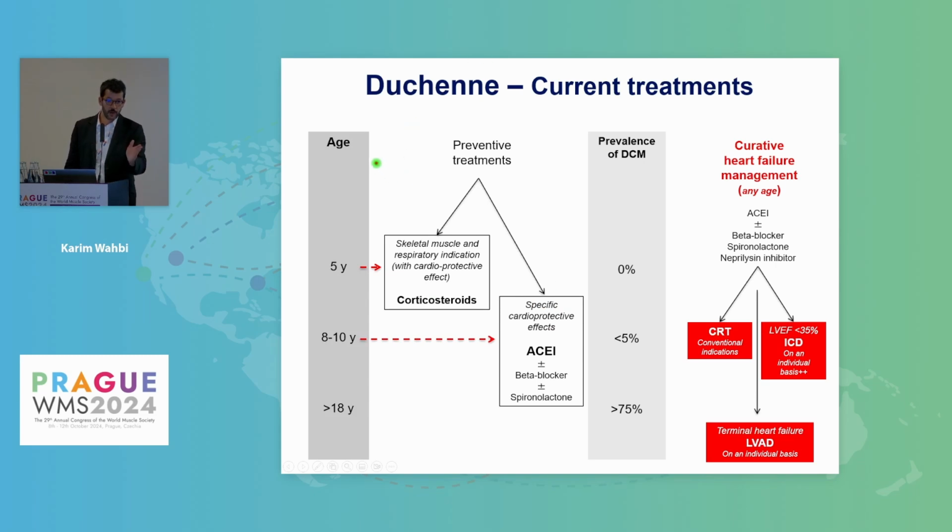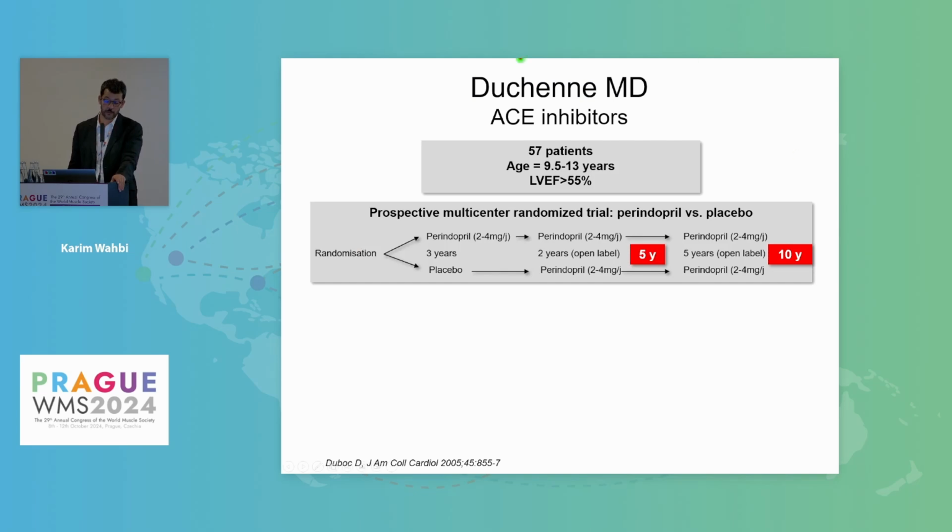So you have this follow-up, and you need to implement prophylactic treatments. Firstly, you have the glucocorticoids, and then you have a number of medications that have been used in the general population to treat heart failure and have proven beneficial in DMD as prophylactic treatments. The first one is ACE inhibitors.